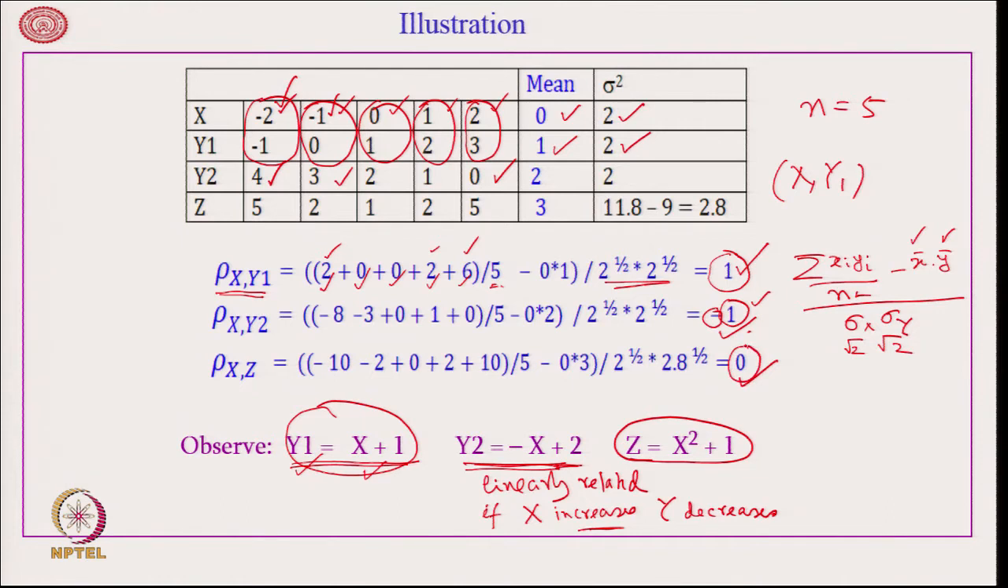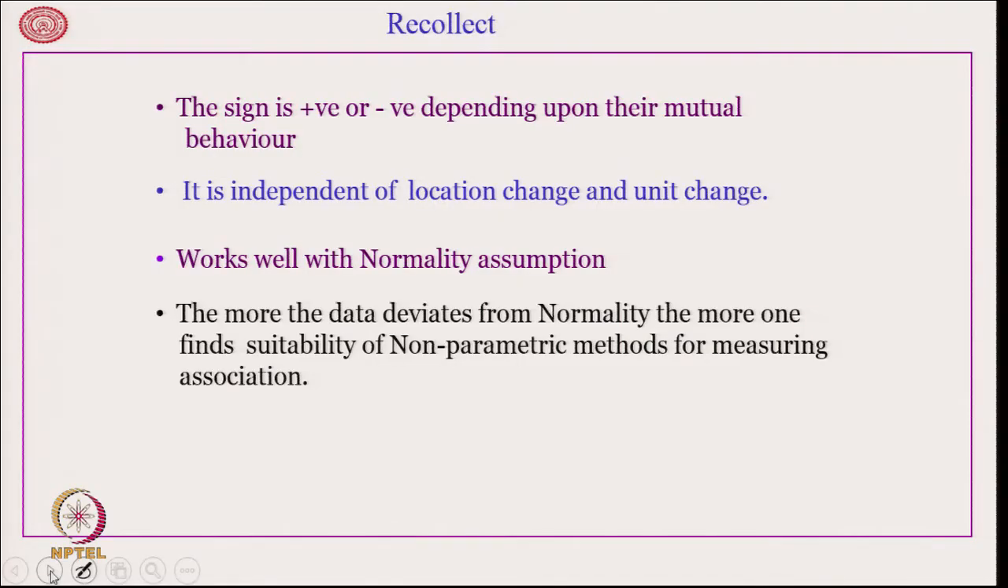So, this is some intuition that we need to know when we talk about the association of two random variables. Therefore, let us recollect that the sign is positive or negative depending upon their mutual behavior, but it is independent of location change and unit change. It works well with normality assumption. As we said before, the parametric statistical inference is based on a normality assumption.